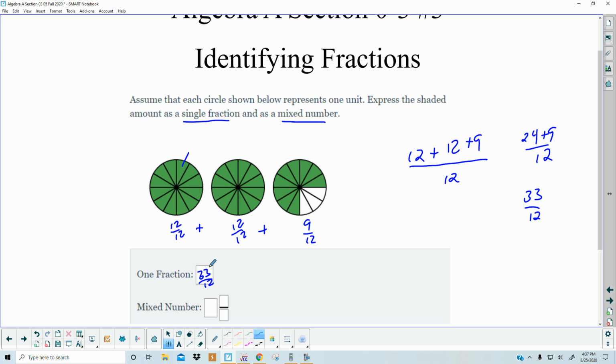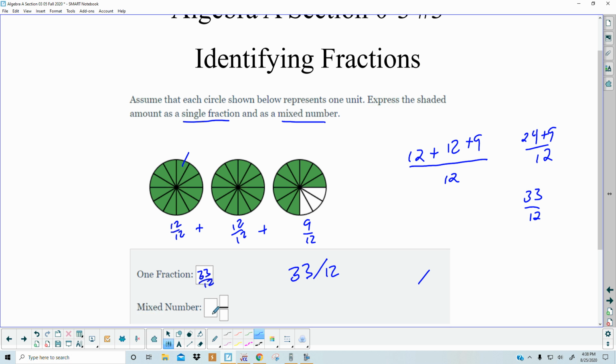Now, how do you type this into Delta Math? Where's the fraction key? You don't need it. Use the diagonal bar that you have on your keyboard. So in other words, type in 33, the diagonal, and the 12. And there it is, 33 twelfths. That's how you can type it in.